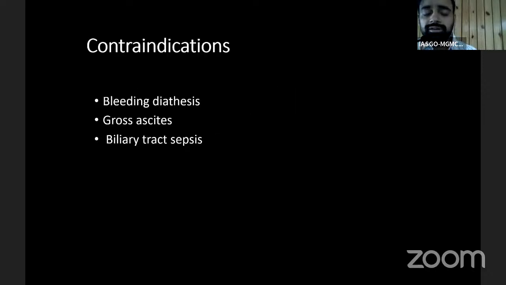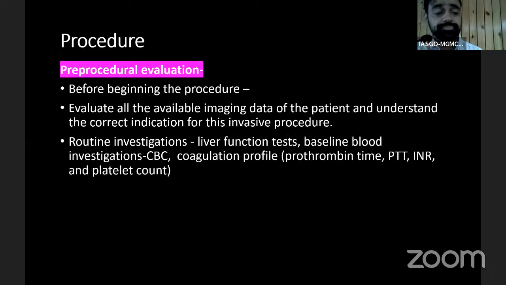Now there are a few contraindications, which are not absolute. They are relative contraindications. Bleeding diathesis, where we can correct the underlying cause. Gross ascites, we can tap it and then we can do PTC. And biliary tract sepsis, of course, we can manage it and we can do PTC later.